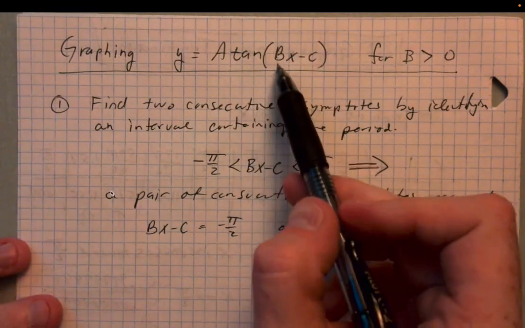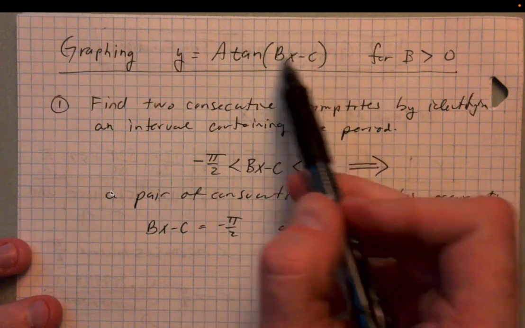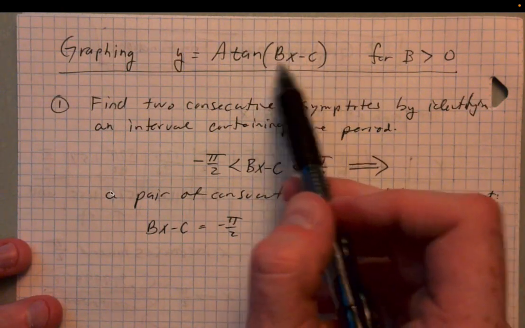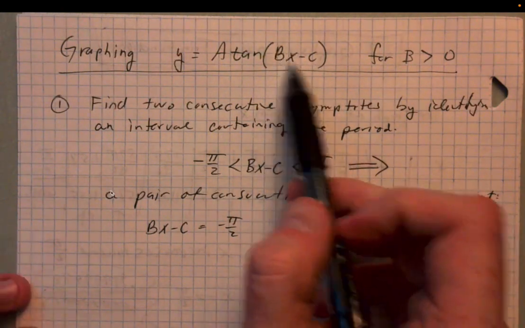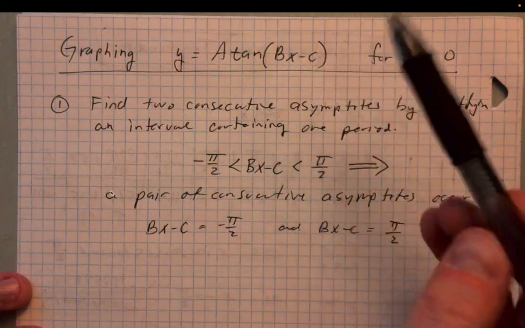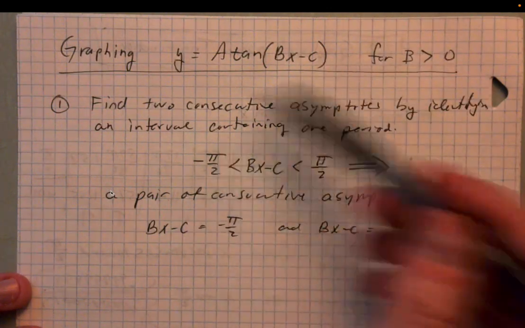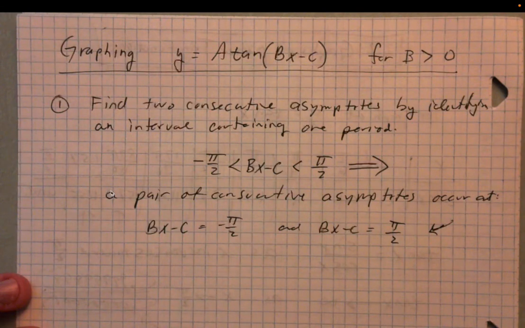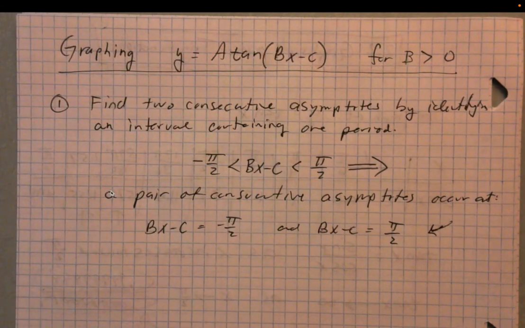Just like with the sine and cosine, the b and the c are going to change the period of the tangent function. So they'll shrink it or stretch it. Okay, so that's step one.